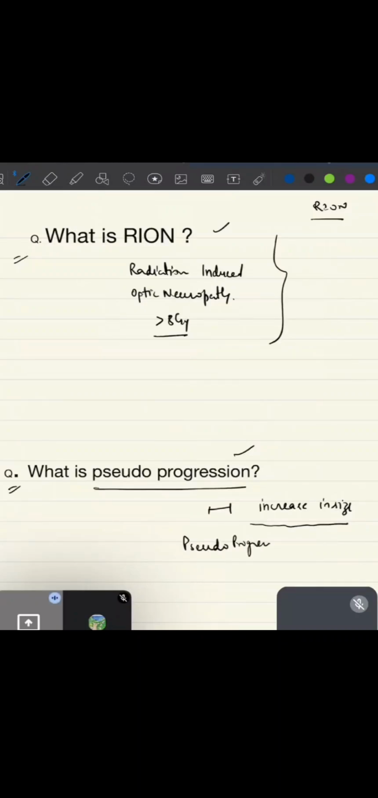What is pseudo progression? Pseudo means false. Okay? So after the completion of radiation therapy to the vestibular schwannoma, there is an increase in size of the tumor for a few weeks. So this is actually not true. This is called a pseudo progression of vestibular schwannoma after the radiation treatment. Okay, please don't get it wrong. It's an easy one. If you know it, don't get it wrong.